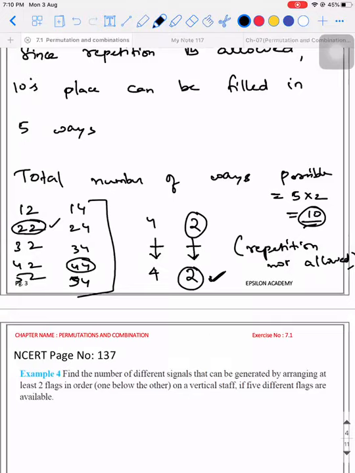Understood, sir. So 22 and 44 should be removed. Out of the 10 possible numbers with repetition, minus the 2 numbers which are repeated, will give you the total number of possibilities without repetition. Are you guys able to understand? Yes, sir. Okay, so please make a clear note of it. Don't get confused. Write it down in your own words, however you understand.